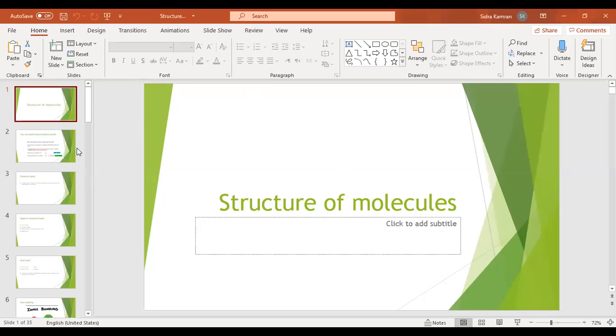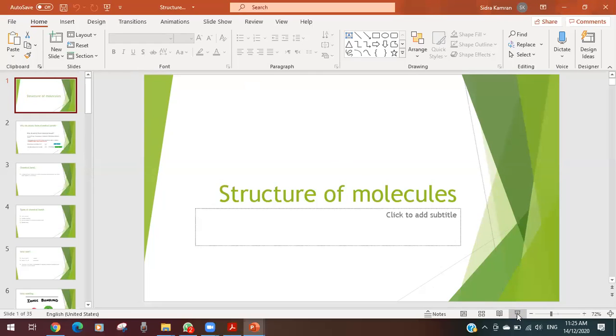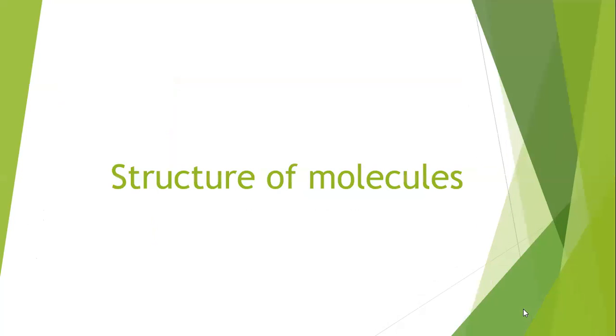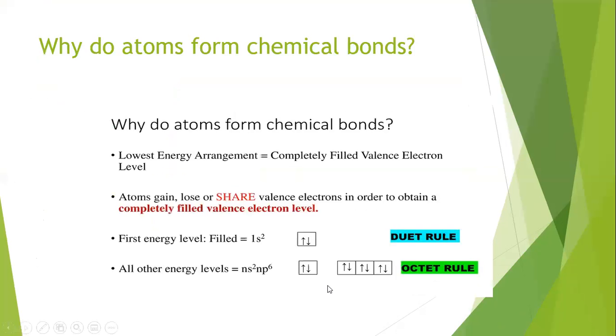But the most important thing is, why do atoms combine together and make a molecule? Why do they need to combine together? Which thing forces them to combine chemically and make a bond? So this is the real question. Why do atoms form chemical bonds? Basically, atoms form chemical bonds to attain the electronic configuration of noble gases.